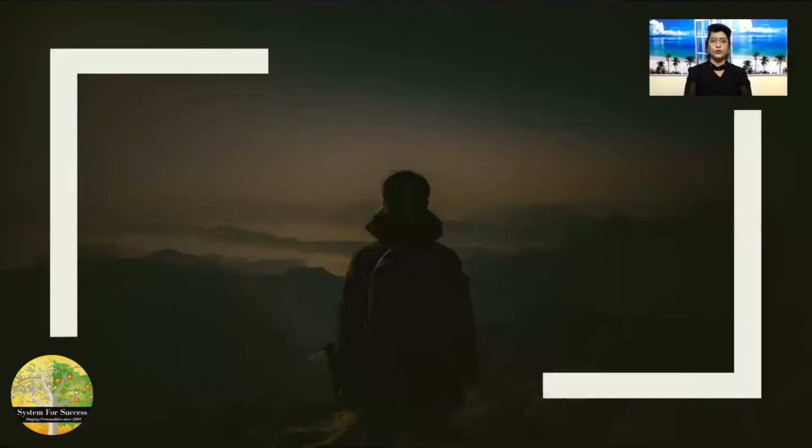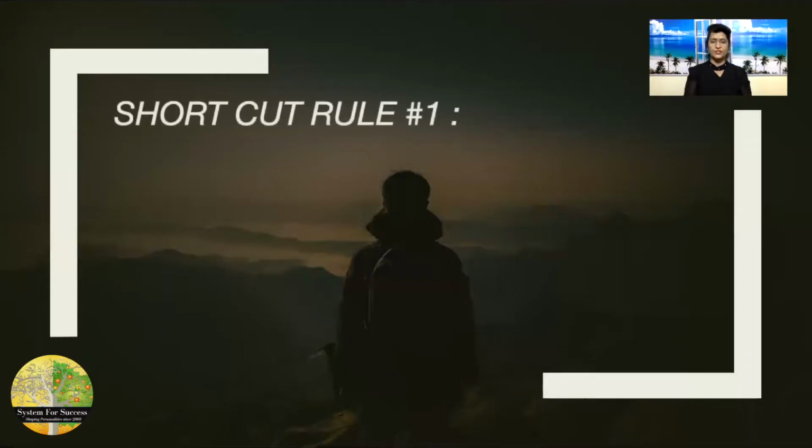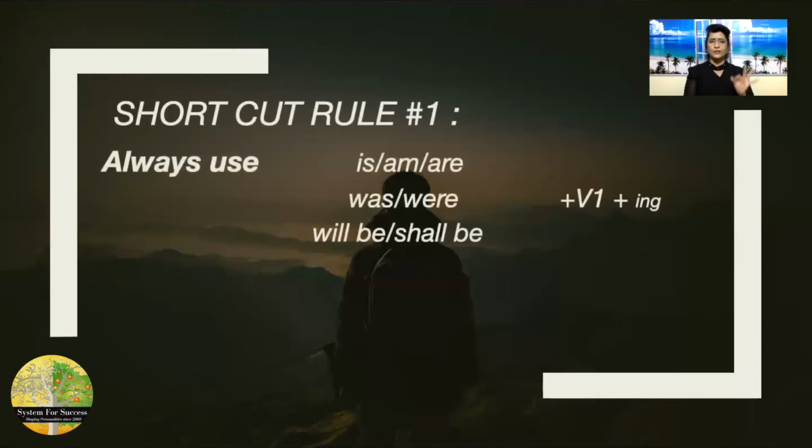Now, the shortcut rule number 1, which says always use first form of the verb and ing with helping verbs like is, am, are, was, were, will be, and shall be. And you know it very well. Is, am, are used for the present tense. Was and were for the past tense. Will be and shall be for the future tense.